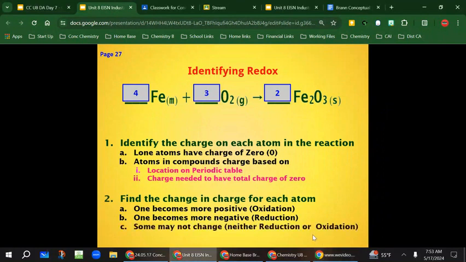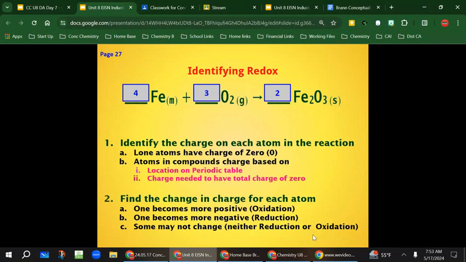Some may not change their charge. It is possible in a reaction that there could be something that has the same charge on both sides and it does not change. Now that means that it is neither oxidized nor reduced. Thank you, Victoria.